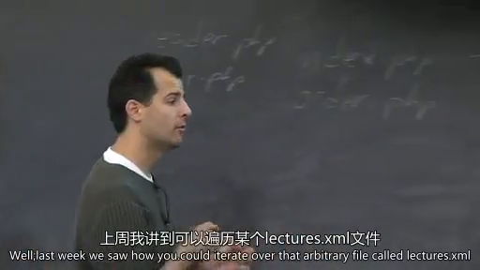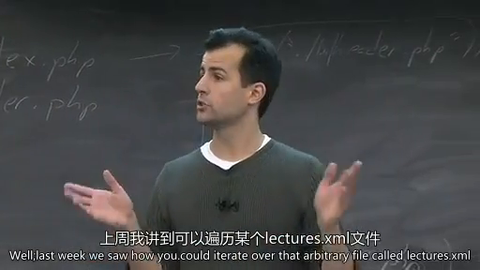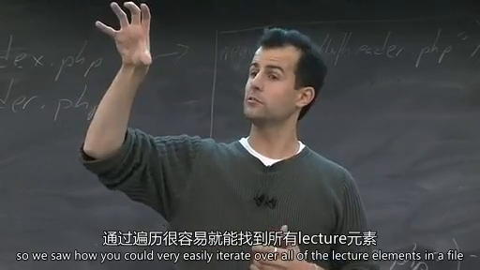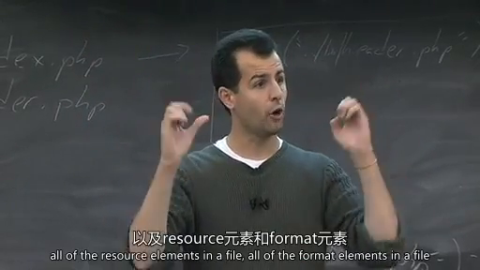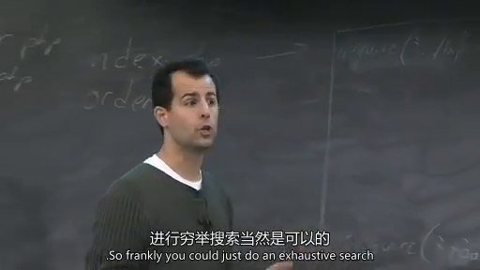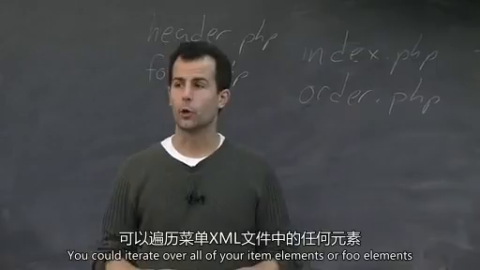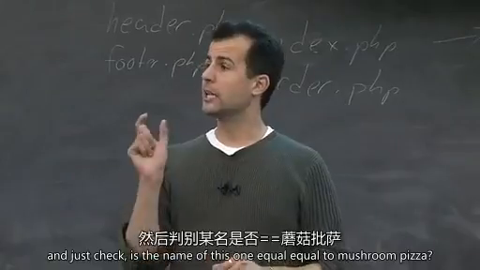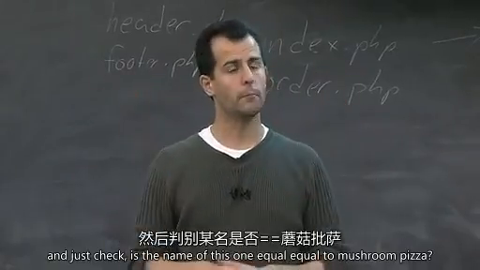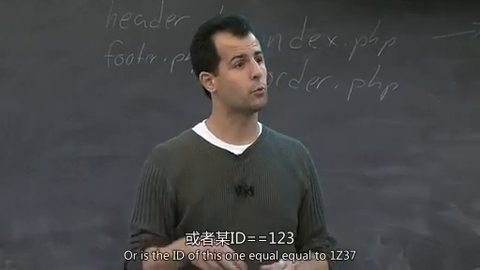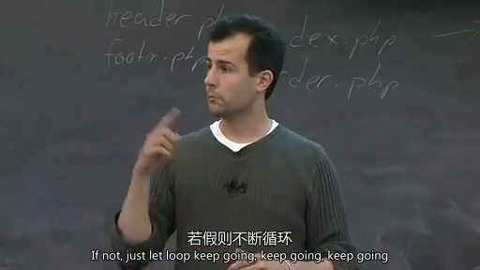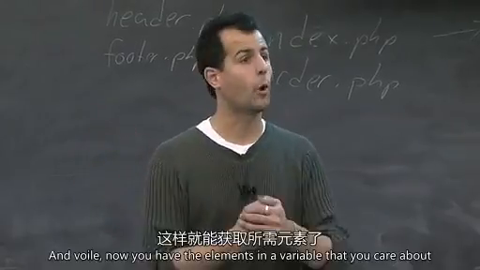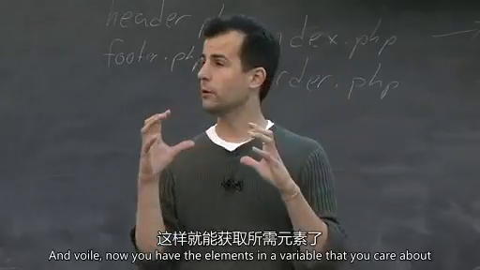Well, last week we saw how you could iterate over that arbitrary file called lectures.xml, which represented all of our lectures. So we saw how you could very easily iterate over all of the lecture elements in a file, all of the resource elements in a file, all of the format elements in a file. So frankly, you could just do an exhaustive search. You could iterate over all of your item elements or food elements, whatever you're calling them, in menu.xml, and just check, is the name of this one equal to mushroom pizza? Or is the ID of this one equal to 123? If not, just let the loop keep going, and as soon as you find it, you can use the break statement in PHP, common to a lot of languages, and voila. Now you have the element in a variable that you care about.